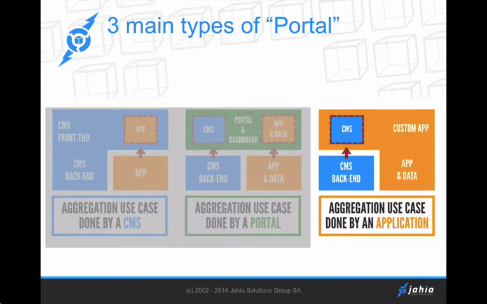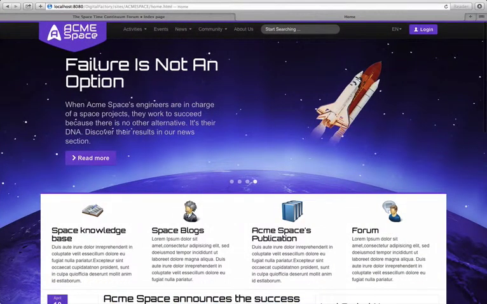For the use case of aggregation done by an application, we will take a look at an example that uses Portal Factory's integration of the new open source framework Esigate. Thanks to this integration, Portal Factory allows you to combine multiple applications and render them on a single page. Let's look at an example.